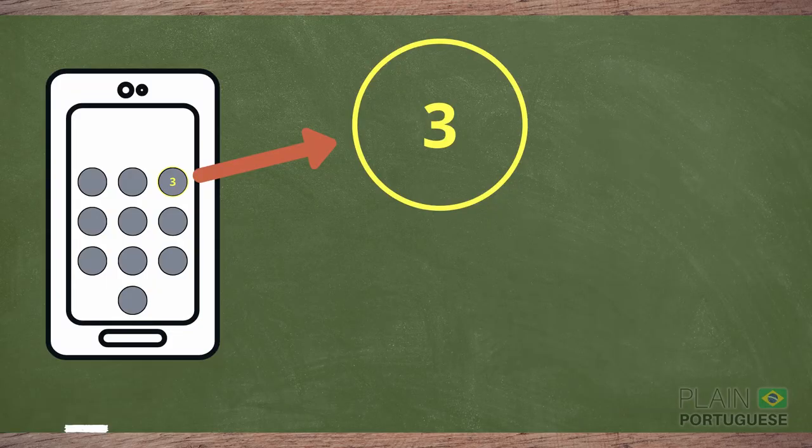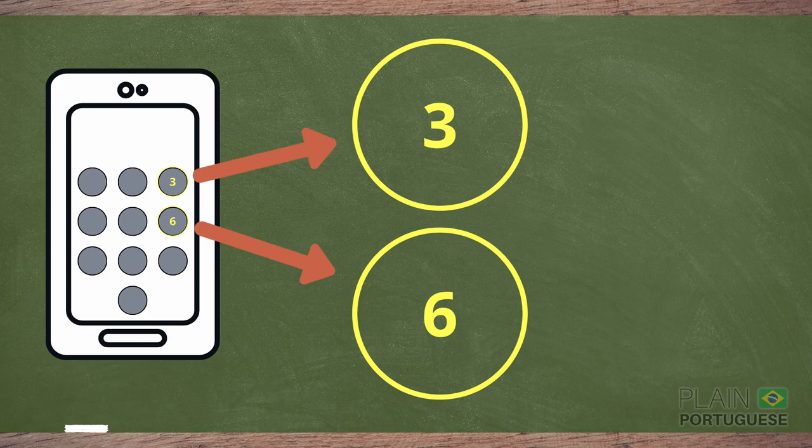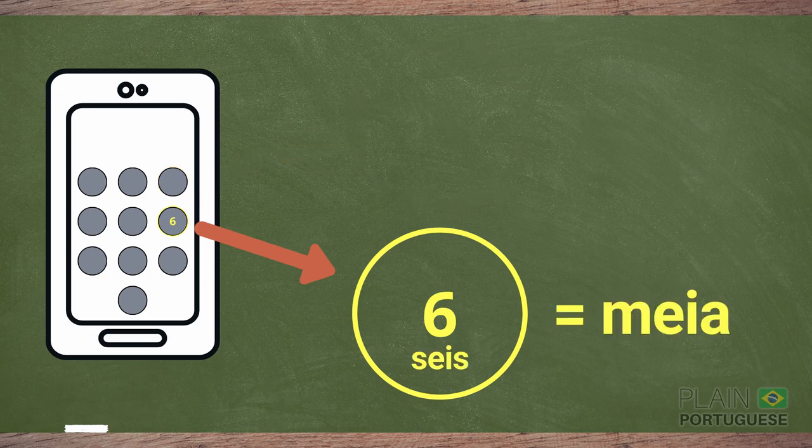Today's tip is about phone numbers, número de telefone. You may have noticed that the numbers 3 and 6 sound alike in Portuguese. 3, 6. To avoid any misunderstandings, instead of saying 6, we normally say meia.